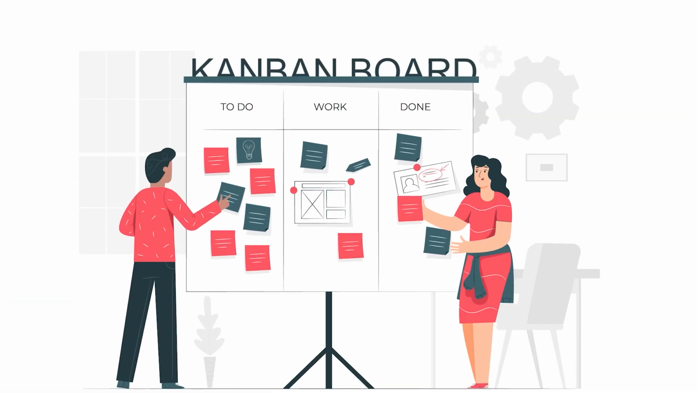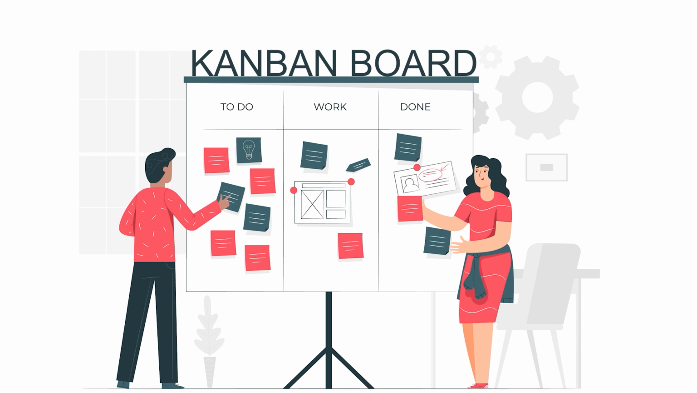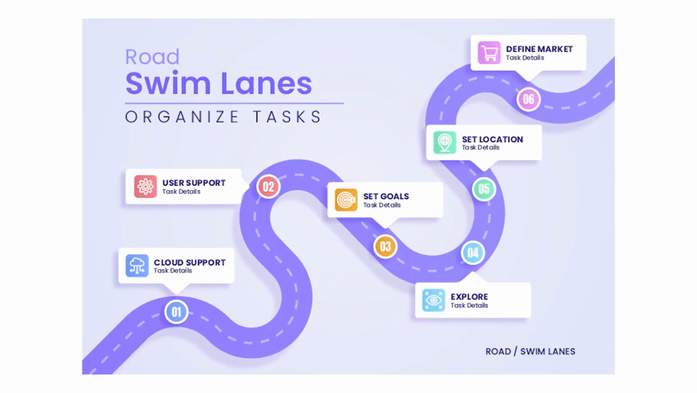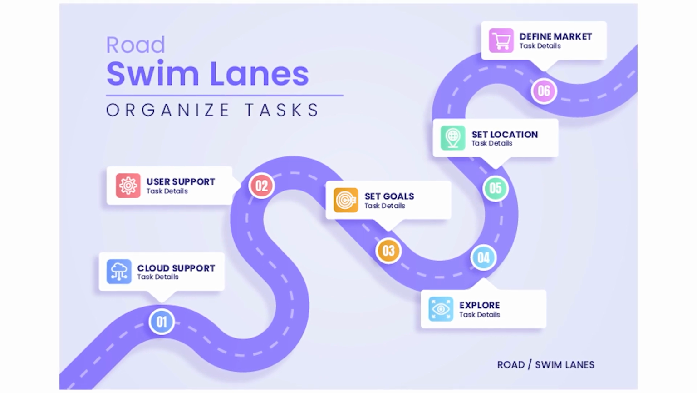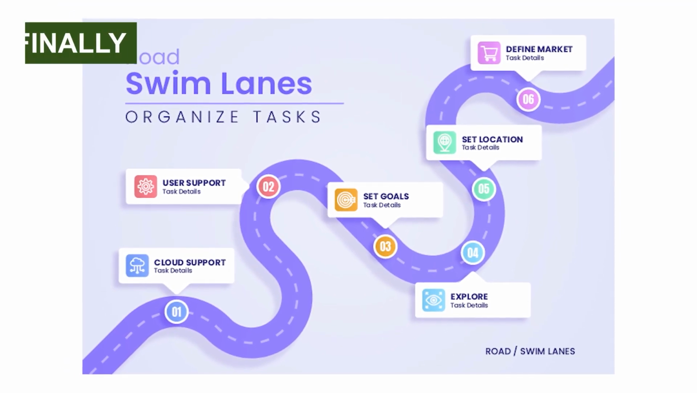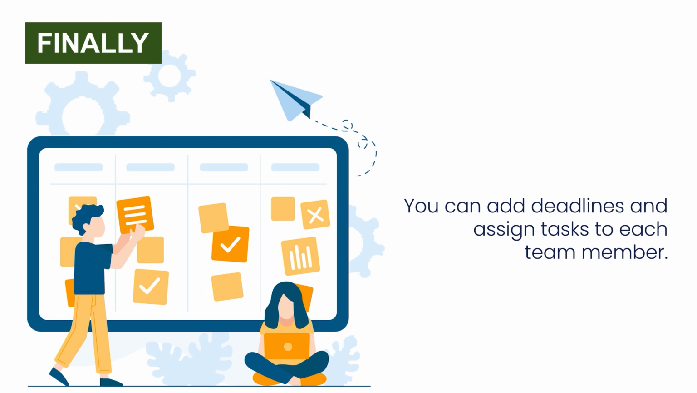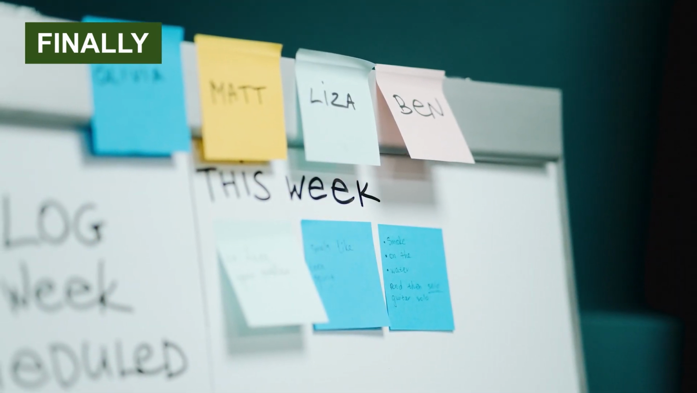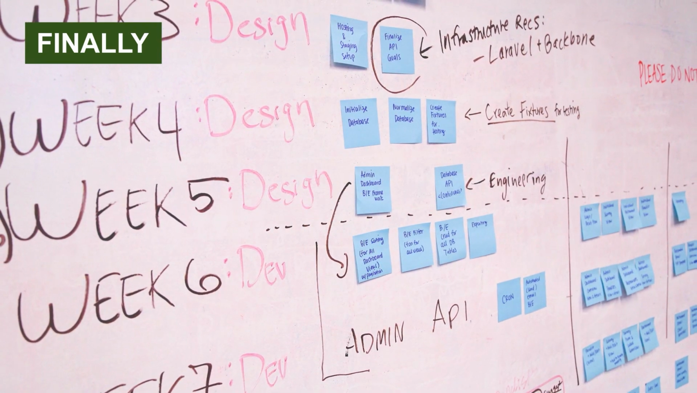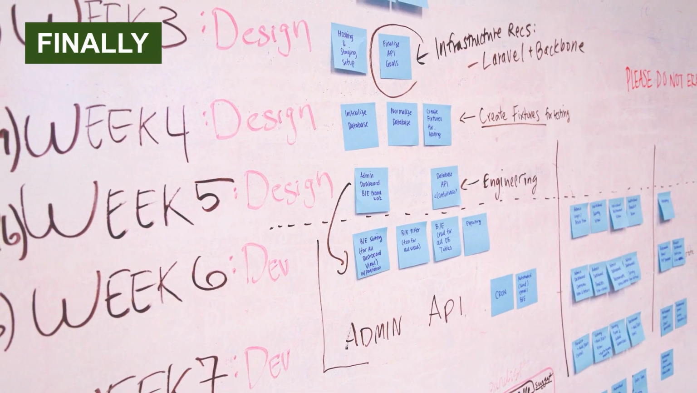The Kanban board should have columns for each step of the task, such as to-do tasks, in-progress tasks, and completed tasks. You can also create swim lanes or rows to organize tasks into related categories. Finally, you can add deadlines and assign tasks to each of your team members in a project. Now, these are general guidelines to design a Kanban board and can be tailored according to the project needs and requirements as long as the intent stays the same.